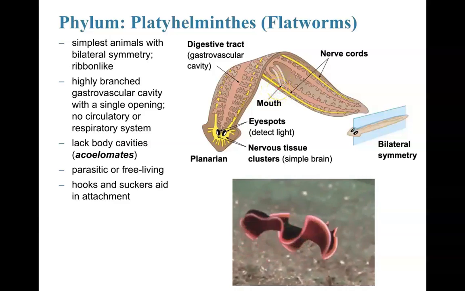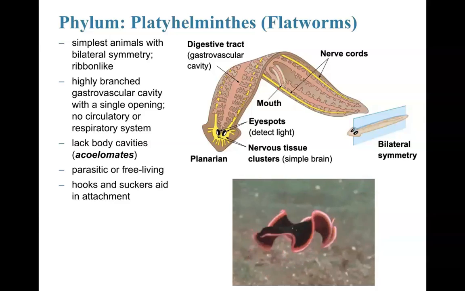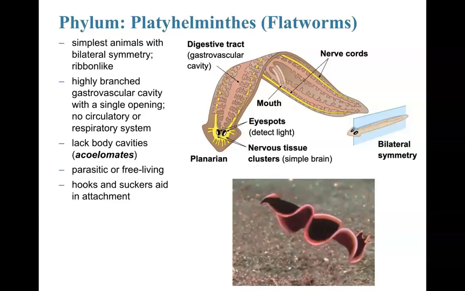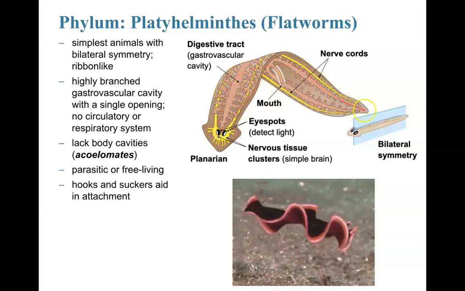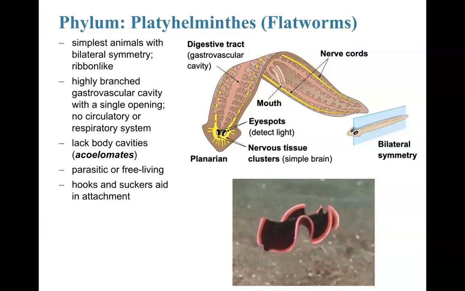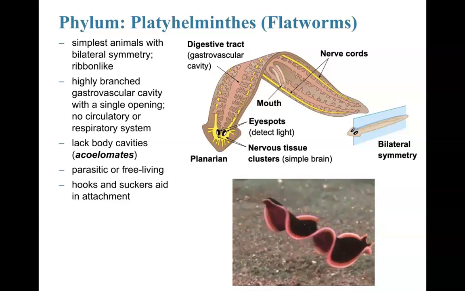They do not have a circulatory or respiratory system; that's achieved through diffusion mechanisms throughout their body. Because their body plan is so flat, there's not a lot of room for empty space. They lack body cavities. These are acoelomates, recalling.